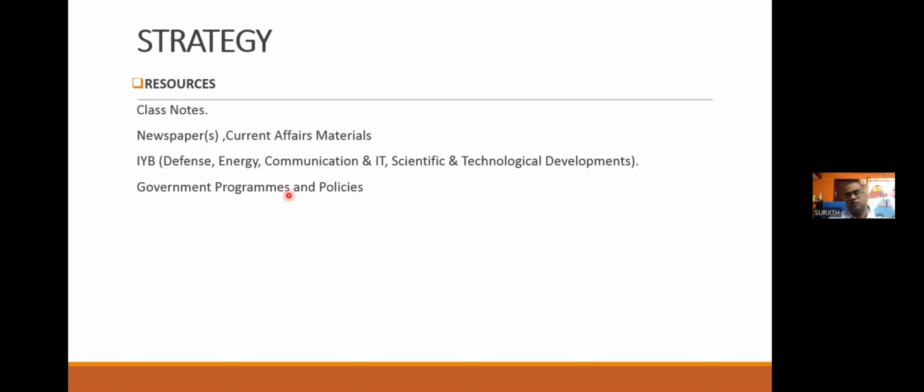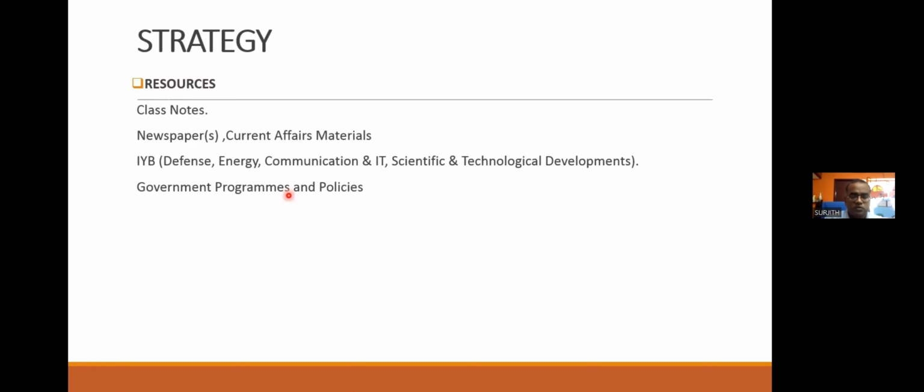Okay, so the next one is the government programs and policies. For example, recently Niti Aayog has come out with a national strategy for artificial intelligence. Understood? The Niti Aayog has presented a paper called National Strategy on Artificial Intelligence. And there is another policy called Nano Mission. Biotech strategy, biotech policy is there. So these are the policies.